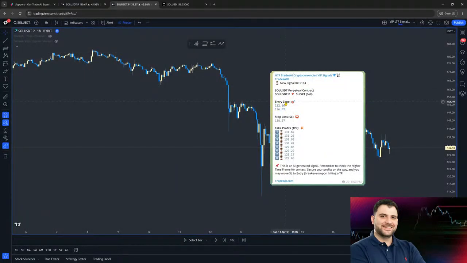And then you have the entry zone. Entry zone is where you want to execute the trade. If it's a short sell, it means you want to short the market at this entry zone. If it's a buy, a long, then you want to buy or long at this zone. Okay. In this case, it's a short signal.